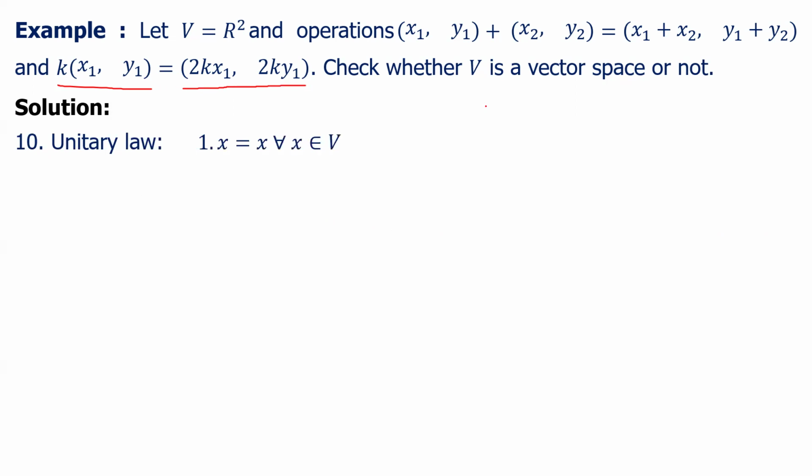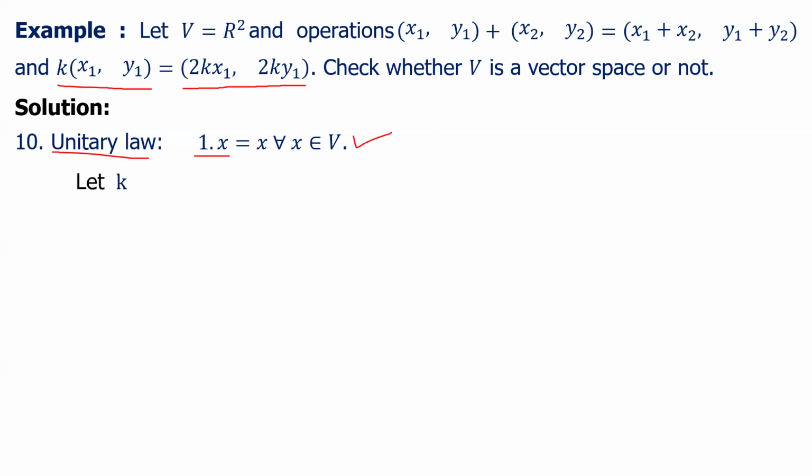To prove whether it is a vector space or not, we have to check only one property which shows that it does not satisfy all the properties of a vector space. If there are 10 properties of a vector space, then out of those 10, if we are able to disprove at least one property, then we can say that it is not a vector space. Now, what is the 10th property of a vector space? It is the unitary law. The unitary law says that 1 into x equals x for all x belonging to V.